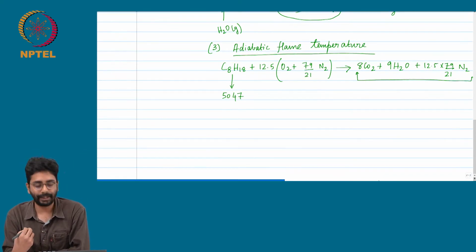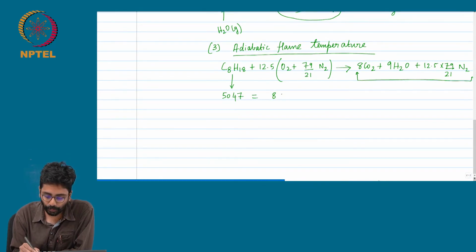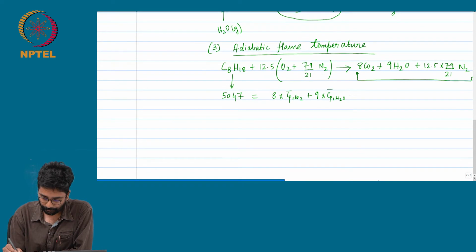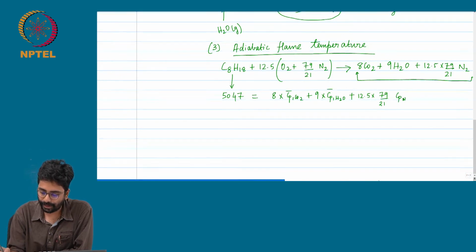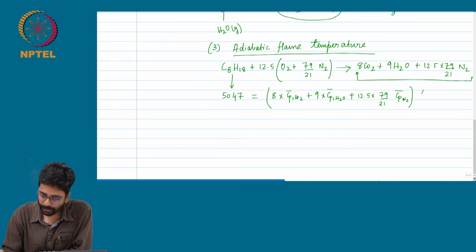5047 kilojoules of energy is liberated, and that simply raises the temperature of 8 moles of CO2, 9 moles of H2O, plus 12.5 times 79 by 21 moles of nitrogen, times Tf minus T0.